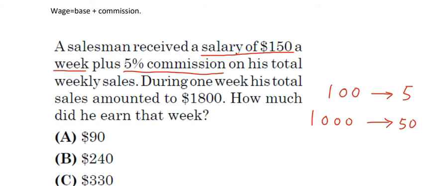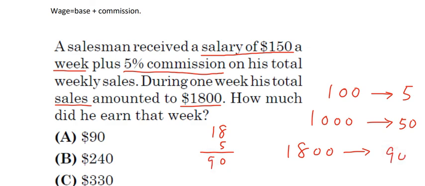Okay, so now the question is, your sales are so much, like $1,800. So 5% of 1,800 is how much? So 18 multiplied by 5 is $90, right? So you can get $90 as your commission. So how much can you earn?